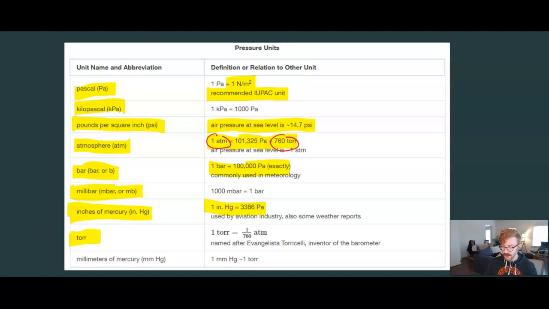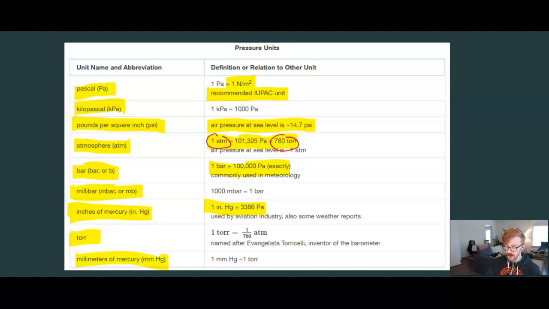The torr itself, I mentioned above that 1 atmosphere is equal to 760 torr. This is just the torr defined in terms of just 1 torr. It's equal to 1/760th of an atmosphere. I just find it easier to remember that 1 atmosphere is equal to 760 torr.